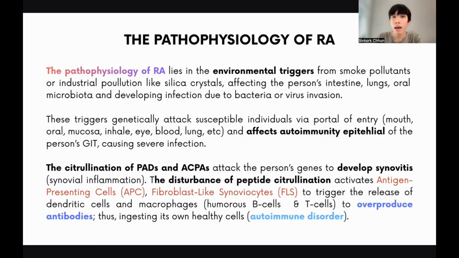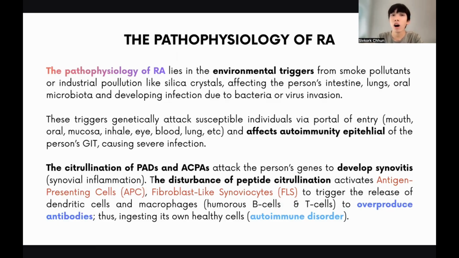Once the person inhales the smoke pollution from industry, like silica crystals, it goes into the lung, the oral cavity, and the intestine, and then it develops infection, because if those pollutants contain bacteria and viruses, these environmental triggers then attack genetically susceptible individuals who are immunocompromised, through portals of entry like the mouth, inhalation, the eyes, blood, lungs, etc. And then it affects the autoimmunity of the epithelia of the person's gastrointestinal tract. It affects the tissues of the gastrointestinal tract, causing severe infection. And that's when people tend to have gum disease or bad breath.